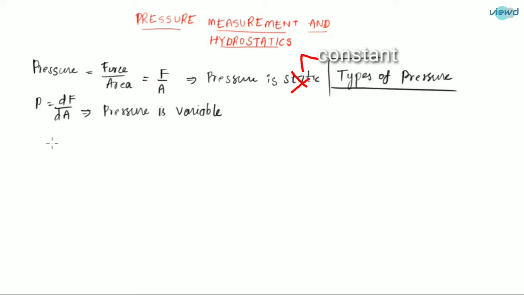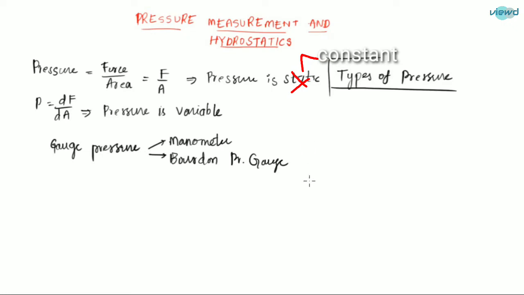For example, gauge pressure. Generally we use instruments like manometer to measure the pressure, and Bourdon pressure gauge. These instruments give us a pressure with respect to atmosphere. It is not the absolute one, it gives with respect to atmosphere.